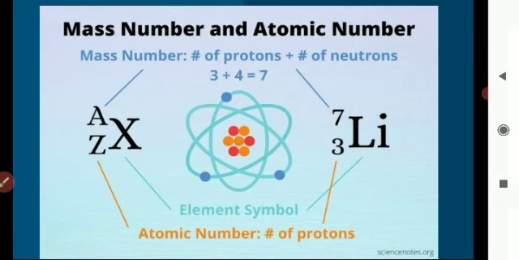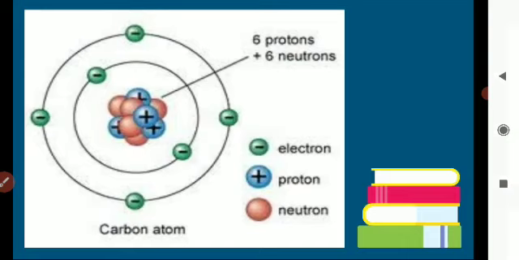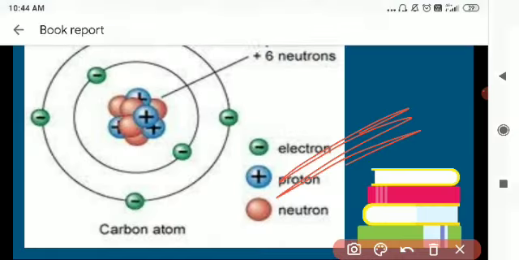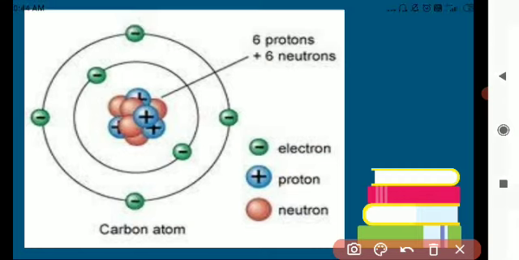So, according to the Bohr model, what happened? There is a nucleus at the center. See this here. According to the Bohr model, there is a nucleus at the center, which includes protons and neutrons, and the electrons are moving in a discrete path around the nucleus.